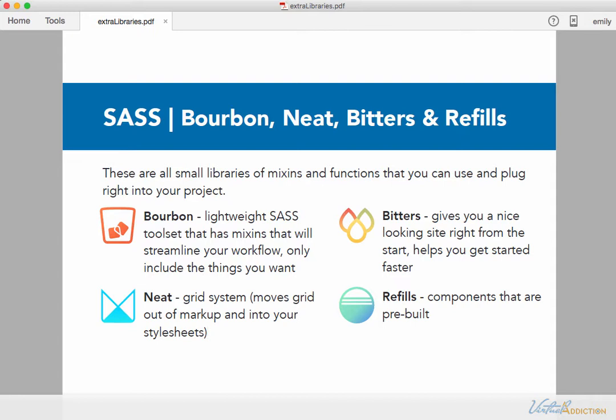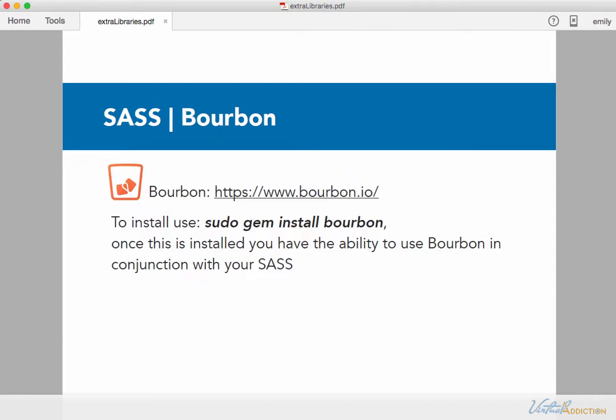Bourbon is the one that we'll be looking at first, and it's just a lightweight SASS toolset that has mixins that will allow you to only include the things that you really want to use. Neat is a grid system, and it moves the grid out of your markup and into your style sheets. Bitters gives you a nice looking site right from the start and helps you get started faster. And Refills has components that are just pre-built that you can incorporate into your projects. We'll start off by looking at Bourbon.